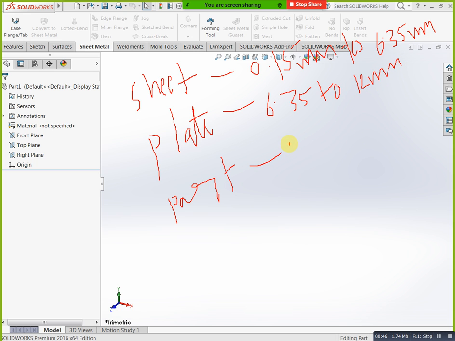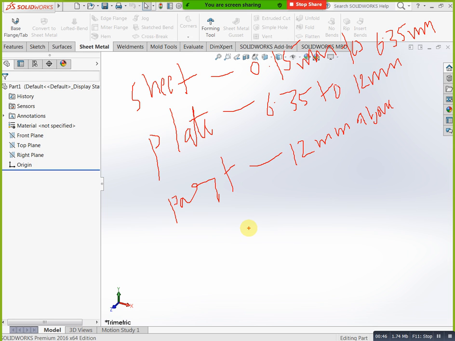And above 12 mm we consider as part models or solid models. These three you need to remember: what is sheet, what is plate, and what is part modeling. When you are doing sheet metal operations, you definitely need to know what sheet metal operations are. In sheet metal operations we have bending, punching, blanking, perforating, nibbling. These we can all call sheet metal operations.